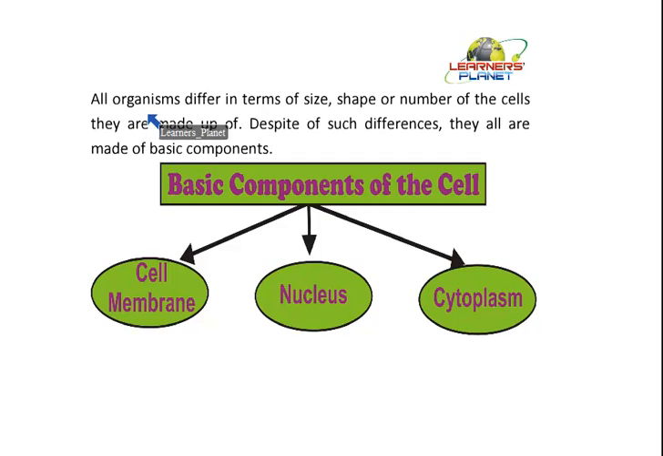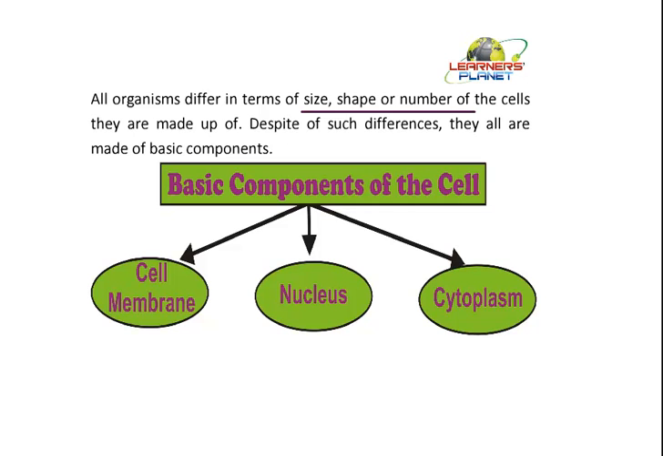Now all these organisms, whether it is prokaryotic or eukaryotic, whether it is unicellular or multicellular, they basically differ from each other. Now they differ on what basis? Of course, we have just said on the basis of size, shape and the number of the cells they are made up of. But despite such differences, the basic components are almost the same. The level of function or the functional property may vary, but the basic structural parts are going to be the same in all kinds of cells, whether it is prokaryotic or eukaryotic, unicellular or multicellular.